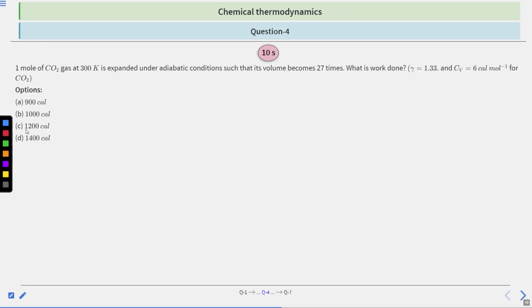Let's move on to the next question, question number 4. 1 mole of CO2 gas at 300 Kelvin is expanded under adiabatic conditions such that its volume becomes 27 times. So what is the work done in this process? Gamma is 1.33 and Cv is 6 calorie per mole for the CO2 gas. Options are 900 calorie, 1000 calorie, 1200 calorie or 1400 calorie. You have 10 seconds to solve this question. After that, we will see the answer.